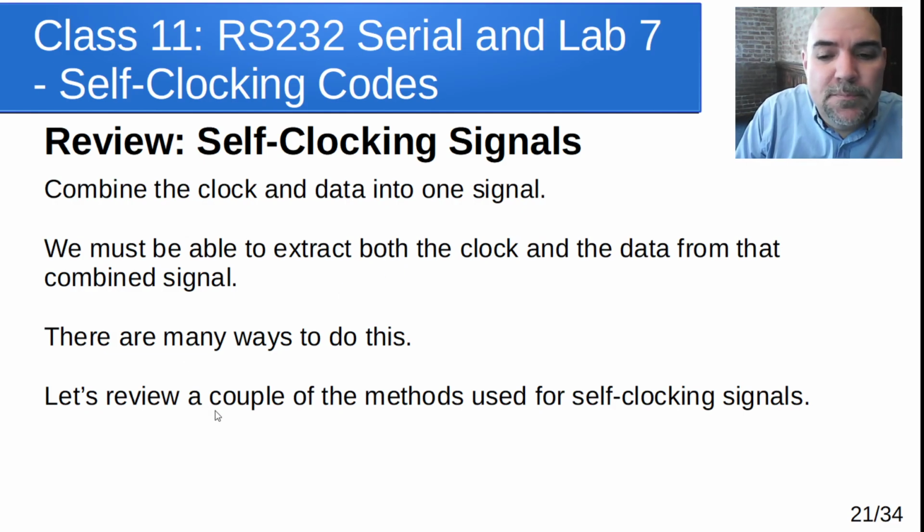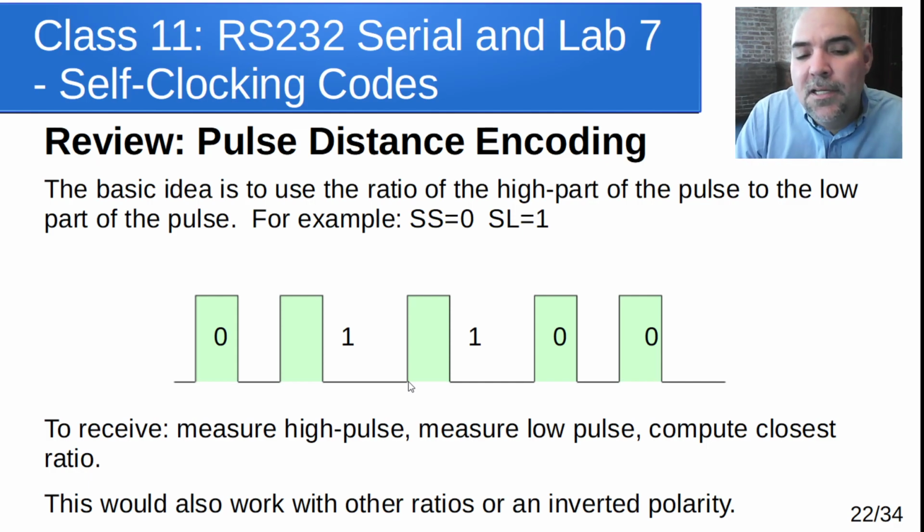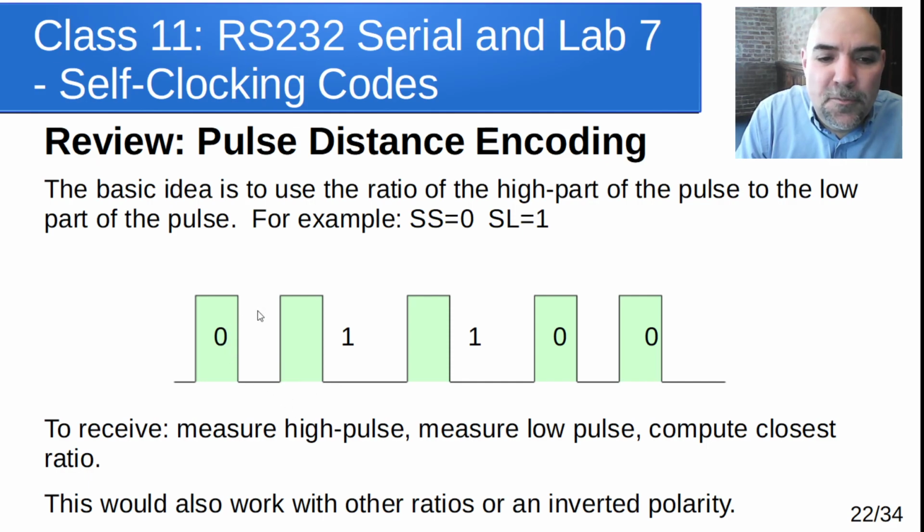The ones that we had looked at that we're going to review are pulse distance encoding. Pulse distance encoding looks at the ratio of the high part of a pulse to the low part. It could be inverted or use different ratios than we show here, but the idea is if we have a short pulse, that's a logic 0. Short pulse, long pulse is a logic 1. So in other words, it's pairs of pulses that matter, not just timing off a thing like we did with asynchronous communication. So in this case, this pair is a 0, this pair is a 1, a 0, a 0, and so forth.